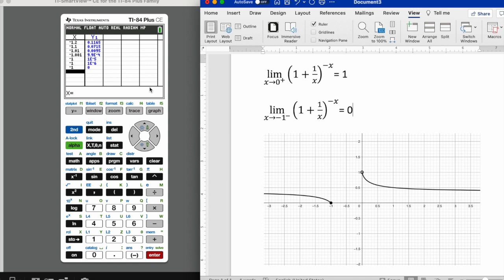But if we were using a different function and we were trying to find the limit coming from both sides, we would need to make sure we're checking values from both sides and to make sure that those values agree. So that's how you want to use your table feature on your calculator to help you determine limits numerically.